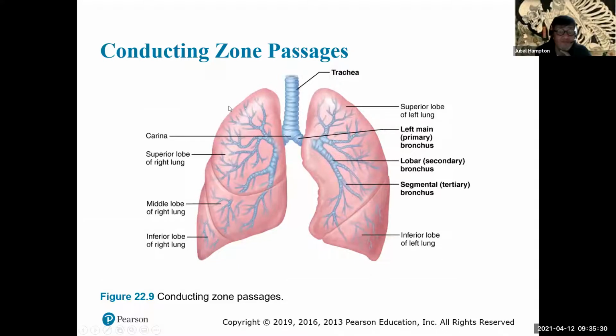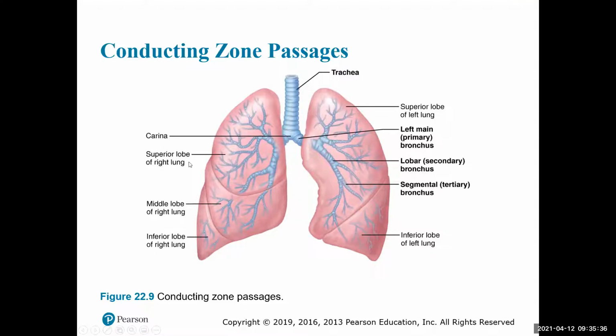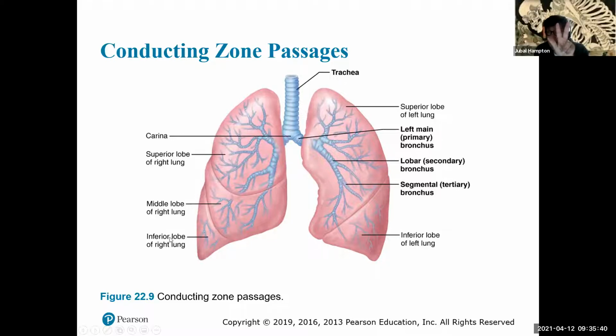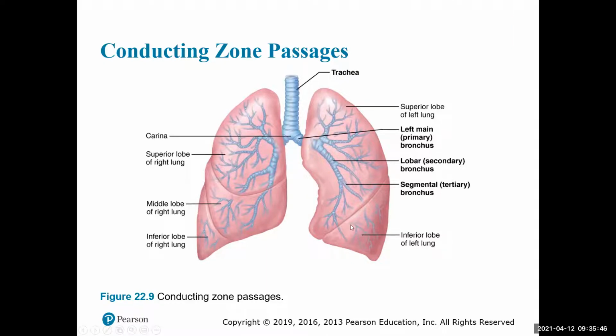Note, we have a right lung and a left lung. Right lung has three lobes. Left lung only has two lobes.